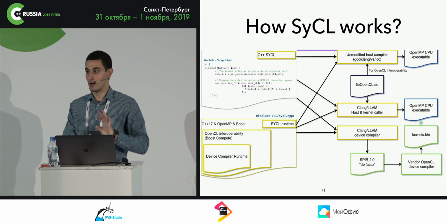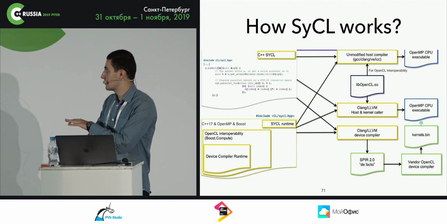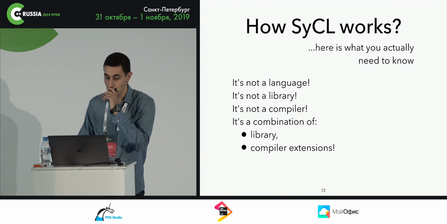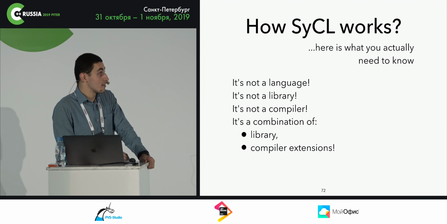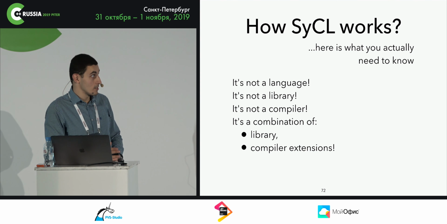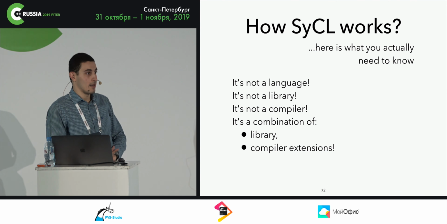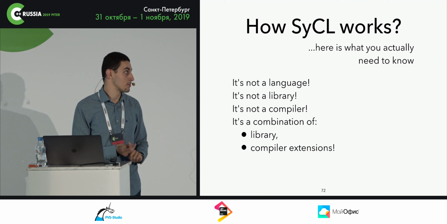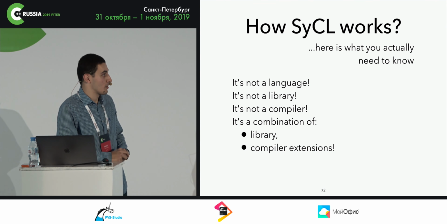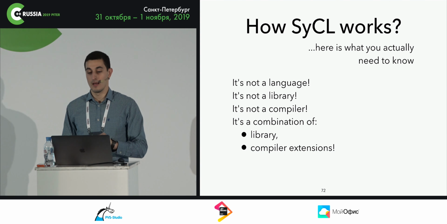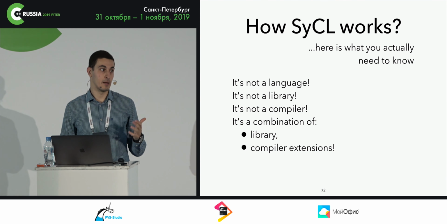But I do not obviously expect you to read through this slide. It's very complicated even for me after years of doing this stuff. Here are the bullet points, what you should know. It's not a language, it's not a library, it's not a compiler. It's a combination of a library and a compiler. So the obvious outcome is that to support SyCL, you don't only need a modern library, you also need compiler support.